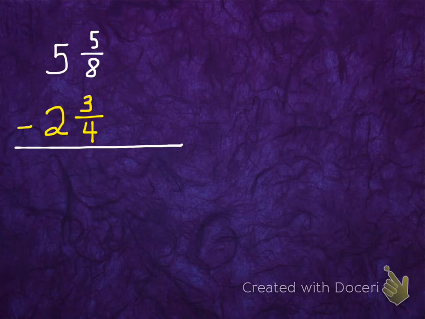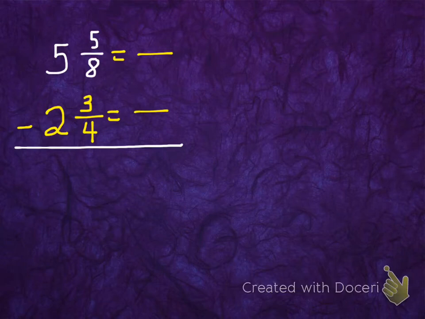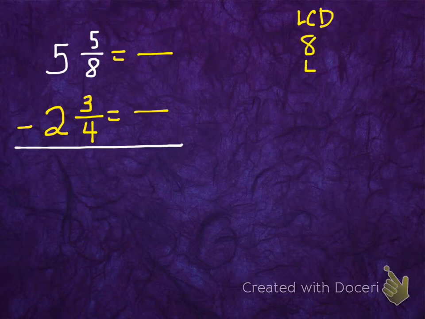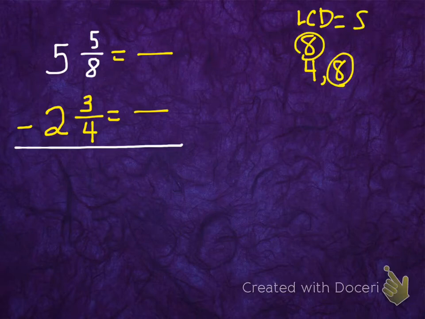Here I've got 5 5/8 minus 2 3/4. So again, I need to write my lowest common denominator, and I can do that by looking for multiples of 8 and 4. So here, obviously 4, and the next multiple would be 8. So my lowest common denominator here is 8.